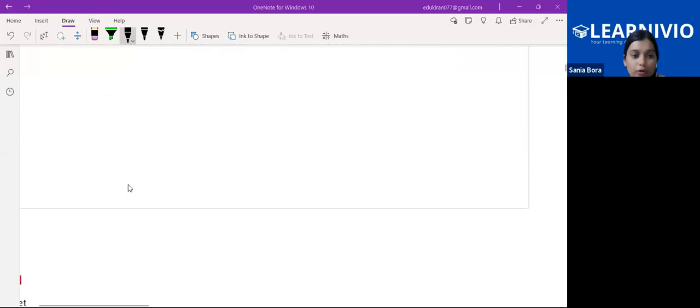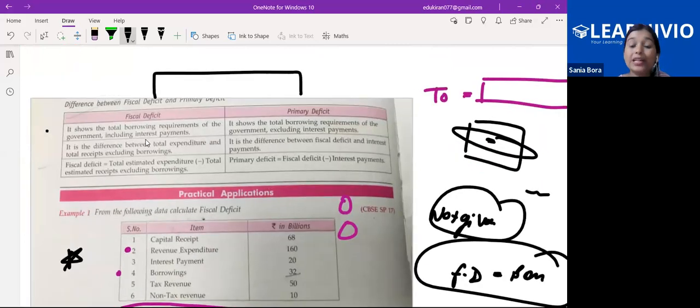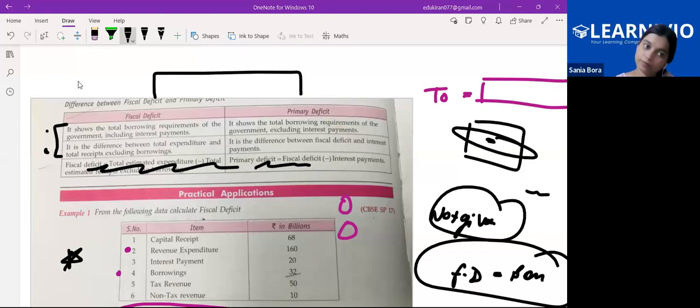Okay, now I will give you a few more questions. Before that, we have to do a differentiation between the fiscal deficit and the primary deficit. Fiscal deficit is the total borrowing requirement of a government, including the interest. But primary deficit shows the total borrowing requirement of the government, excluding the interest. It is the difference between the total expenditure and total receipt, excluding borrowing, and it is the difference between fiscal deficit and the interest payment. So these two points only you need to write. No need to write the third one because it is only the explanation of the second one.